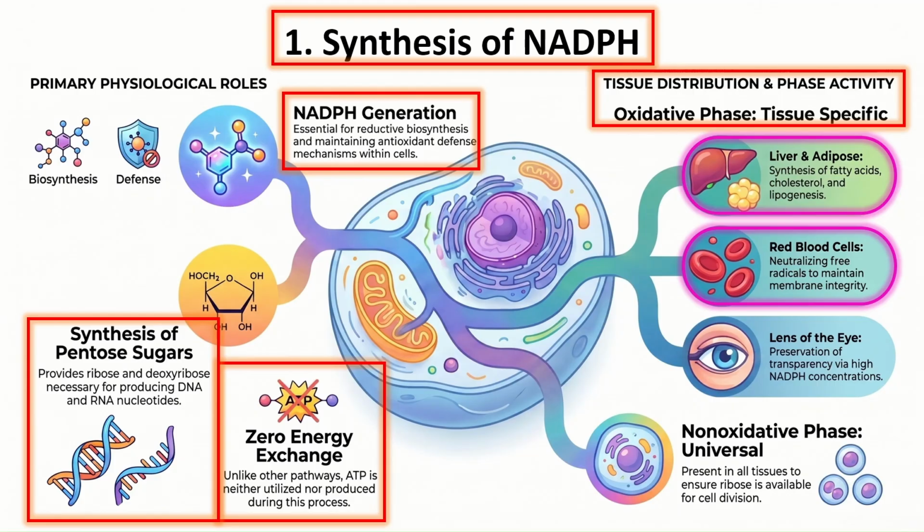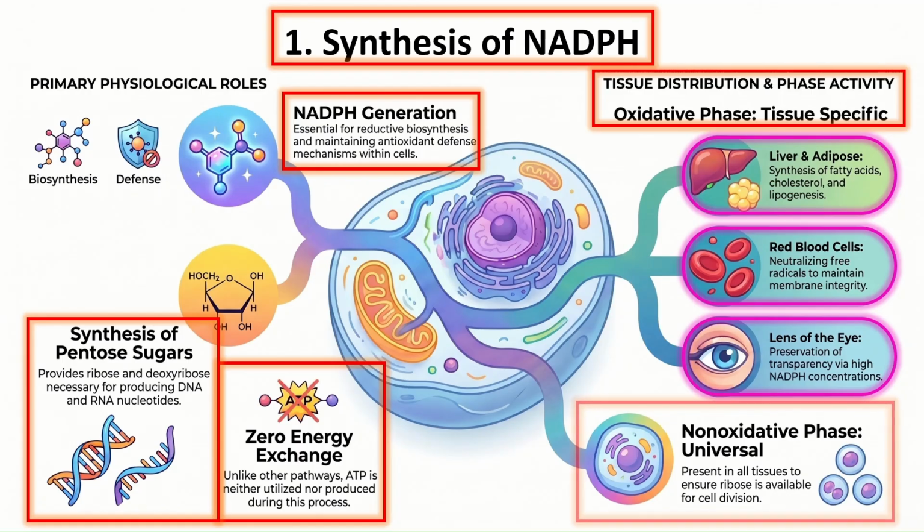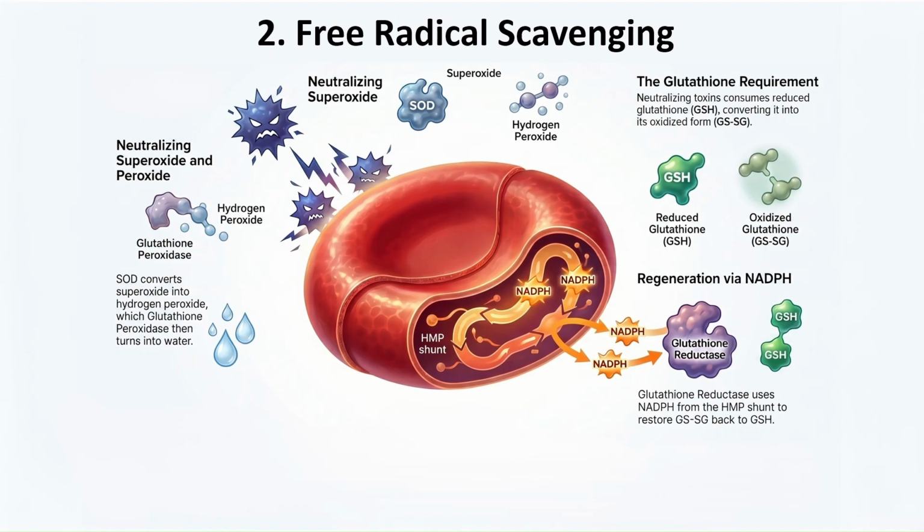Then finally, the oxidative phase can also occur in the lens of the eye. Here, it is required to preserve the lens transparency. In fact, the lens of the eye contains the maximum concentration of NADPH. The non-oxidative phase occurs in all the tissues because ribose synthesis is needed everywhere, which is essential for DNA or RNA synthesis. Now the second one is free radical scavenging.